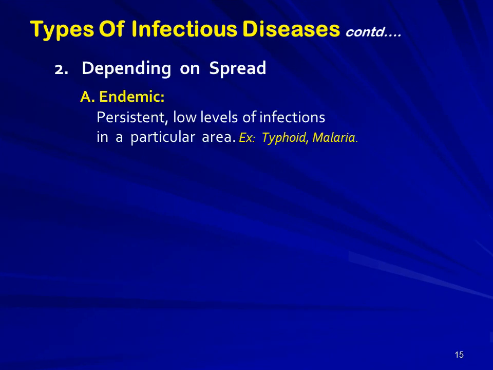And types of infectious diseases depending on spread. Endemic disease means if any disease is persistently present at low levels in a particular area, then that disease is known as endemic disease. For example, typhoid and malaria. If you see in the community, continuously you can see one or two cases in a particular area almost every day or maybe every week or something like that.